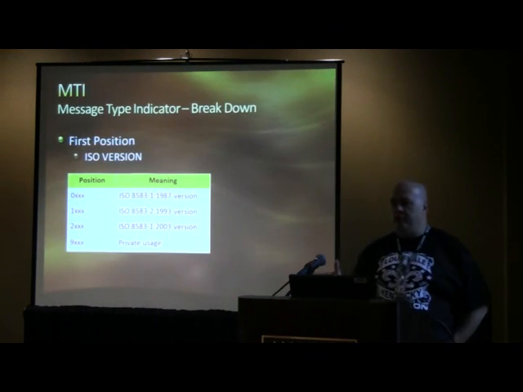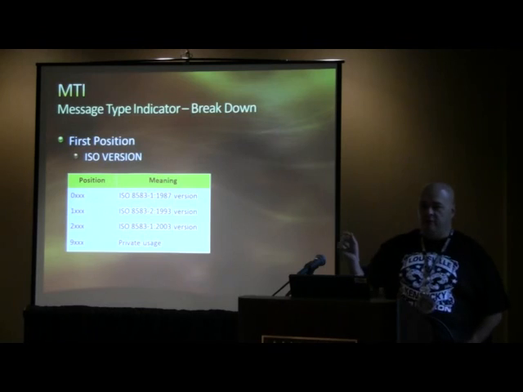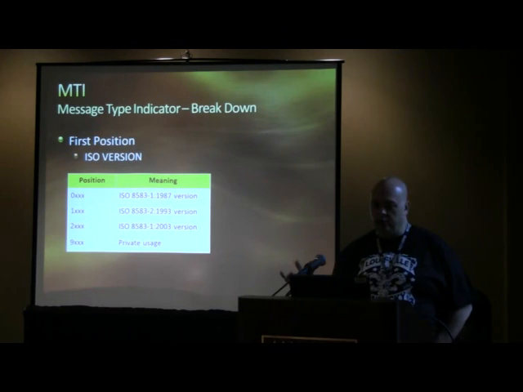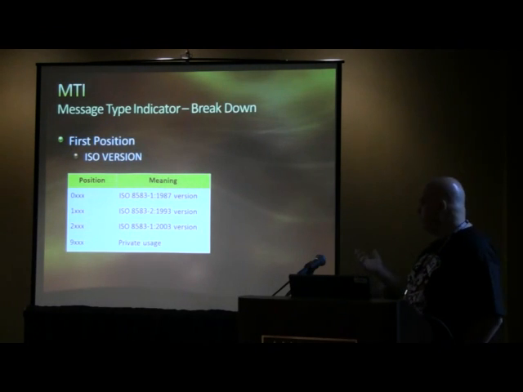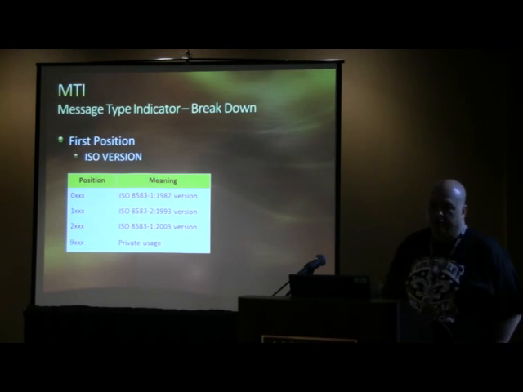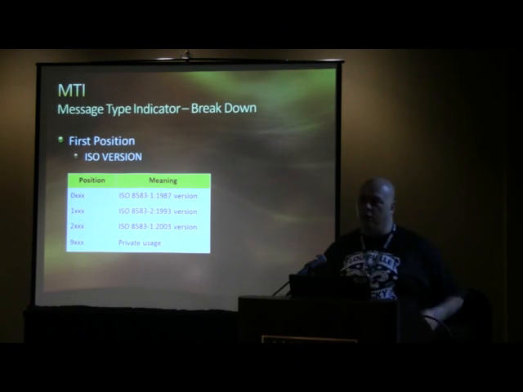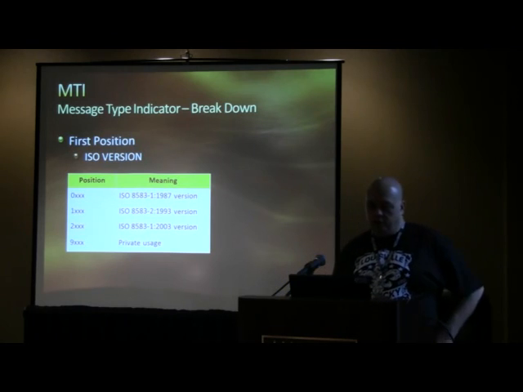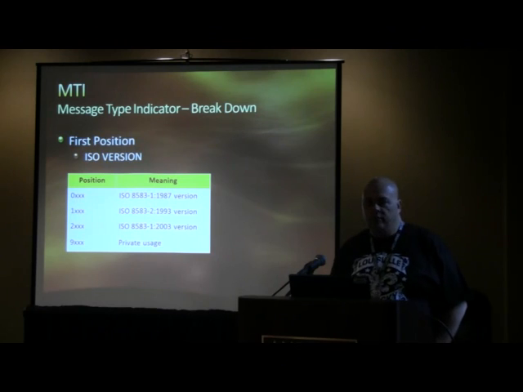So we'll break down the MTI a little bit. Each position in the MTI tells you what's going on with it. The first position is the ISO version. As you can see, there are 3 different versions right now, 1987, 93, and 2003. It's just the different formats, or how long or how many data elements you can use depending on the version. Most of them I've seen are using the 0, the 1987 version.